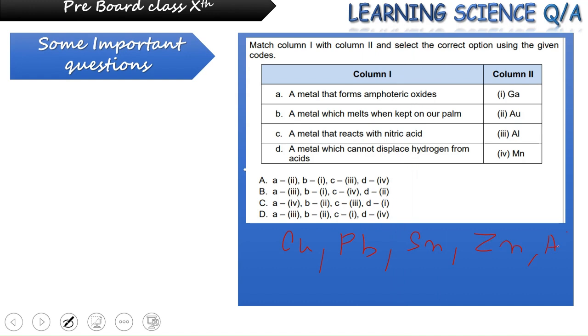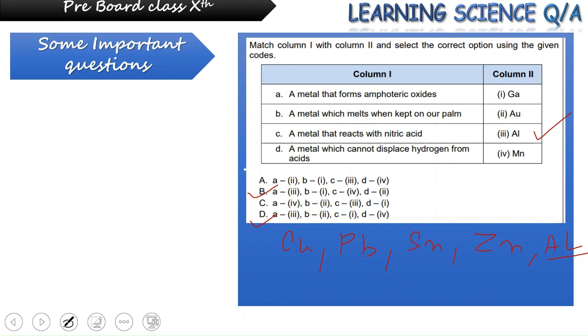But by the information that is provided to us, we have gallium, aurum, that means gold, aluminium, and manganese in the options. So, out of the given options, we have aluminium that can form amphoteric oxide. By looking at only one option here, A matches with 3, we can say either B or D could be our right answer. Let's proceed to the other statements too.